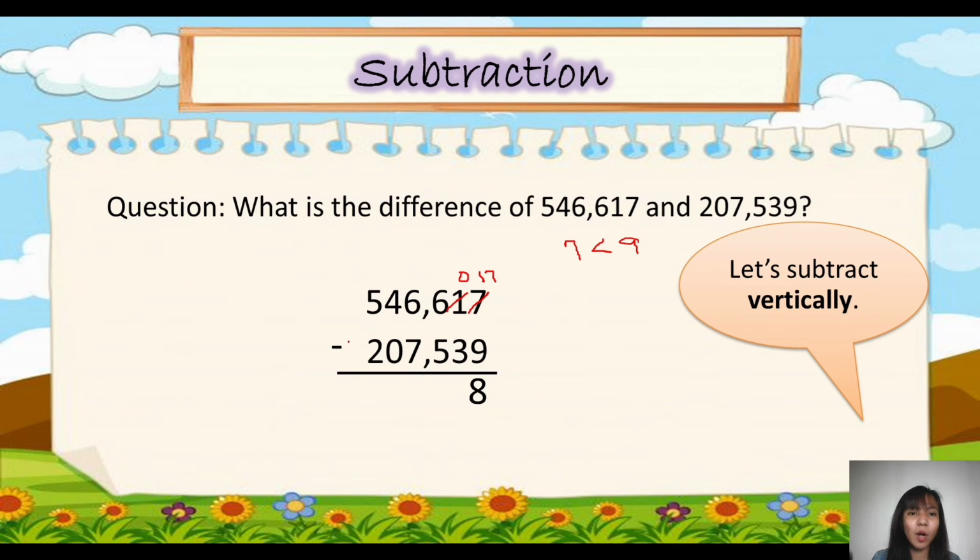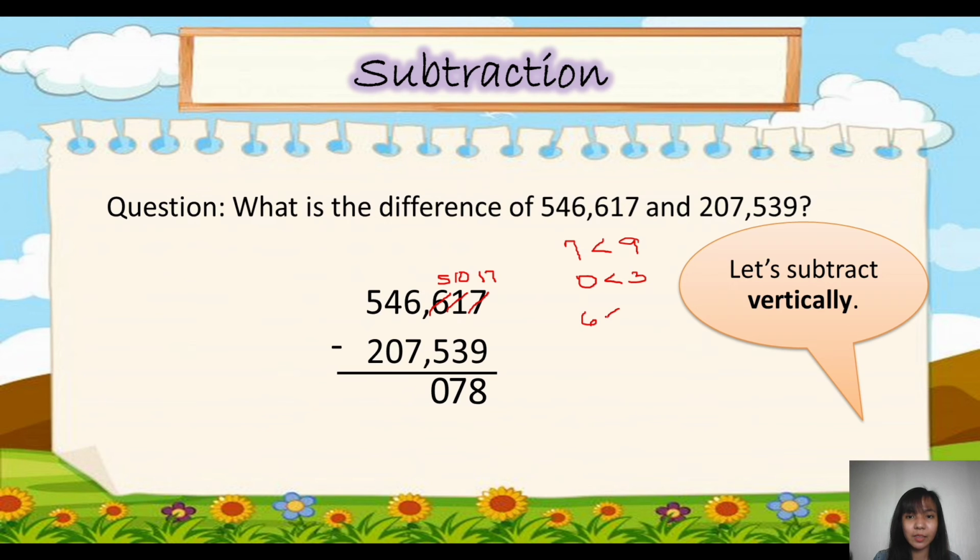Okay? 0 minus 3. 0 is smaller than 3, right? So you have to borrow from the number beside this number 1. So the number 6 here will become 5 and the 0 here will become 10. Alright? So 10 minus 3 is 7. Okay, 5 minus 5 is 0. Okay, now proceed. 6 minus 7.